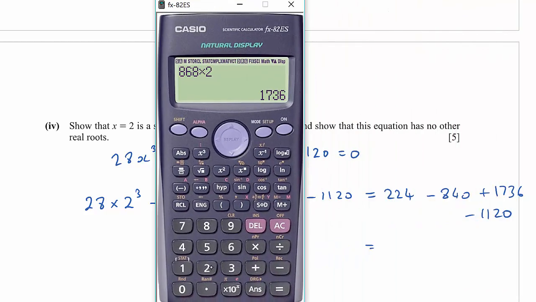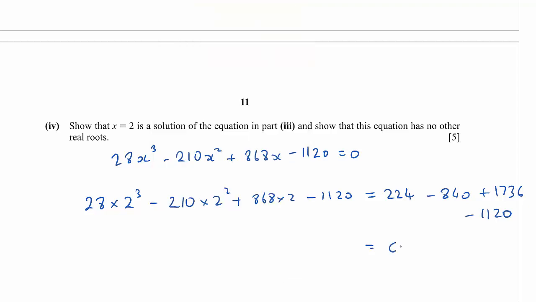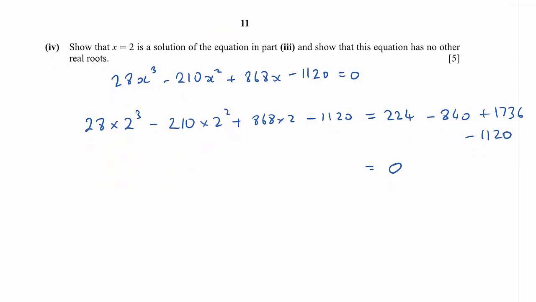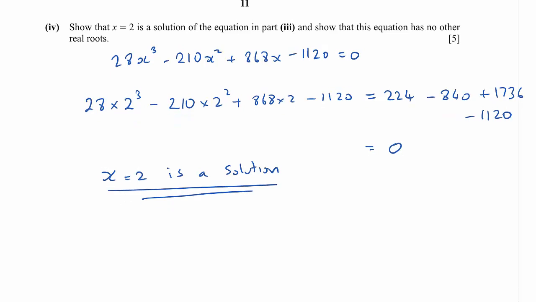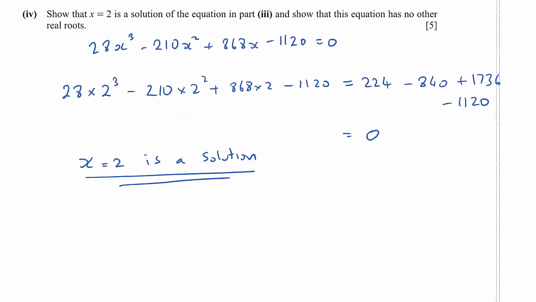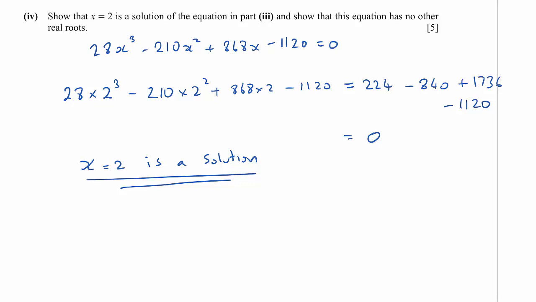And let's calculate that. So what have we got? 224 take away 840, add 1736, take away 1120. And that is equal to 0. So therefore x equals 2 is a solution. Now show it's got no other solution, no other real roots.